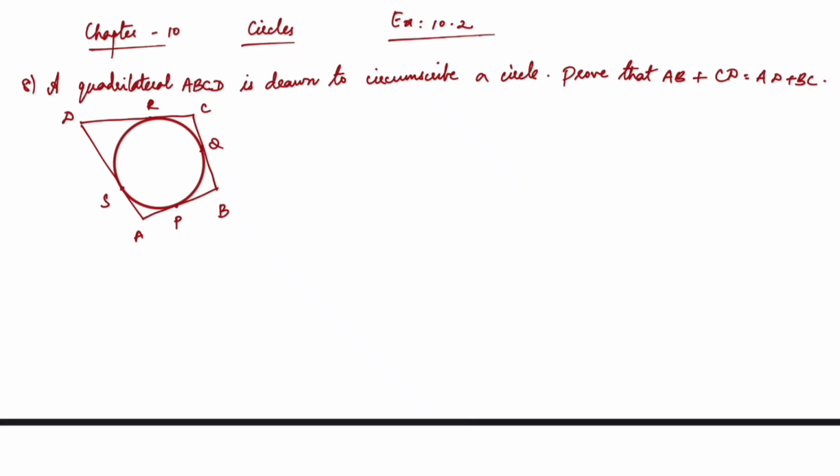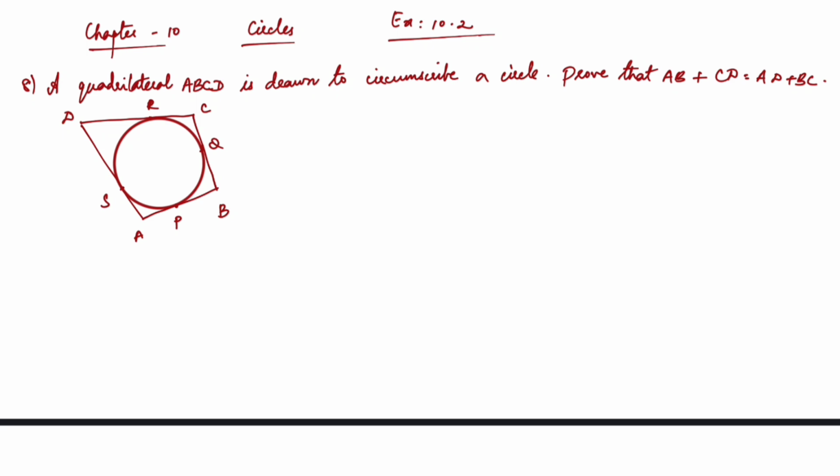Today let us see the 8th question of exercise 10.2, chapter 10, circles. The question is, a quadrilateral ABCD is drawn to circumscribe a circle. Prove that AB plus CD is equal to AD plus BC.